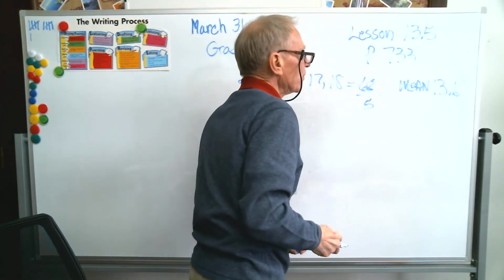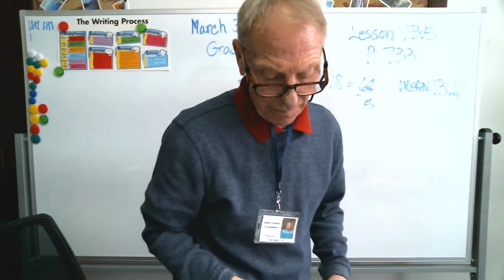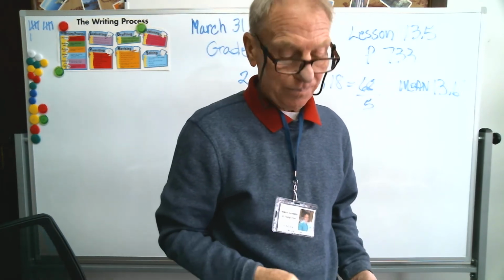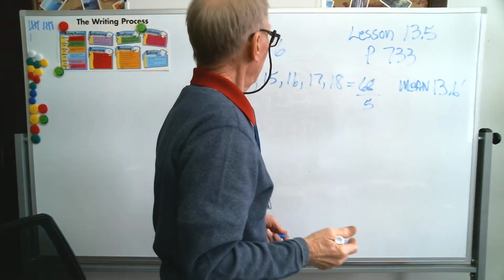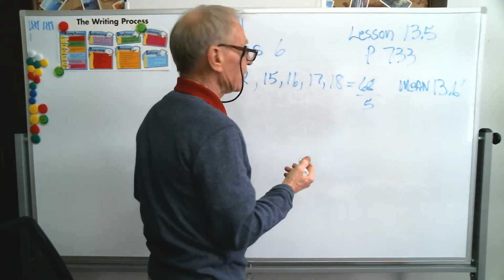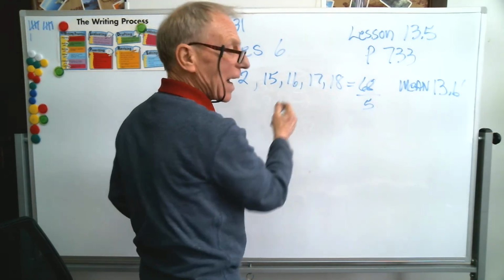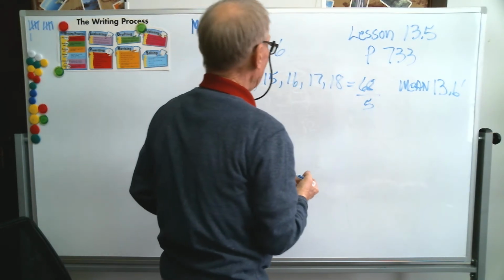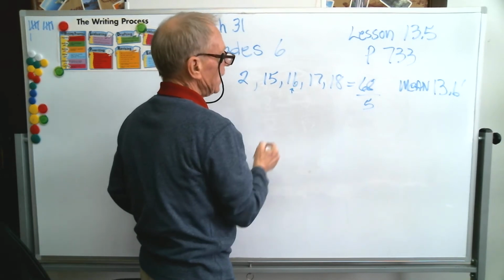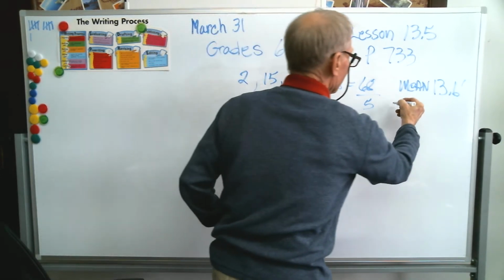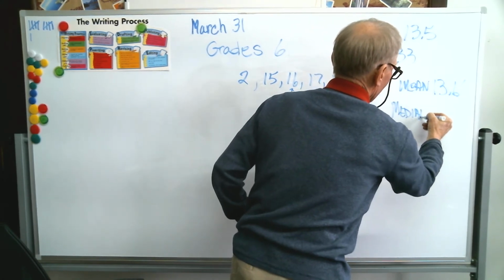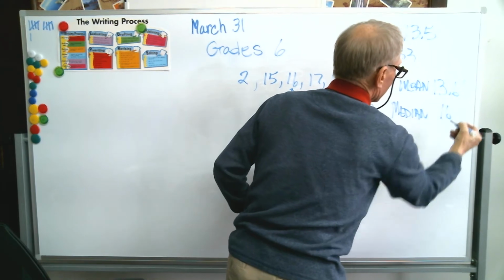All right, so we're at 13.6 with our mean. Now, let's find the median. In order to find the median, we go to the center number, and we have an odd number of data points here. So the center number is 16. So our median is 16.